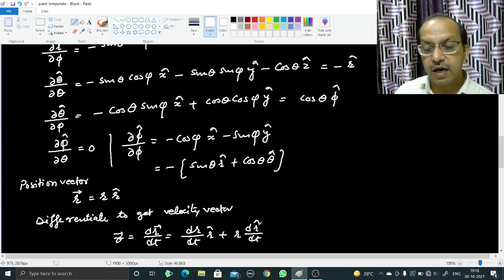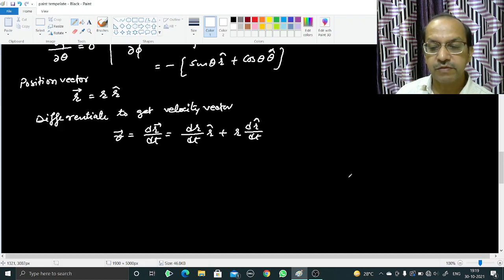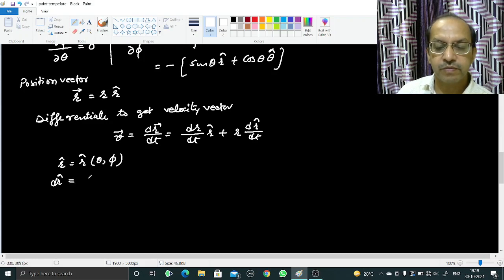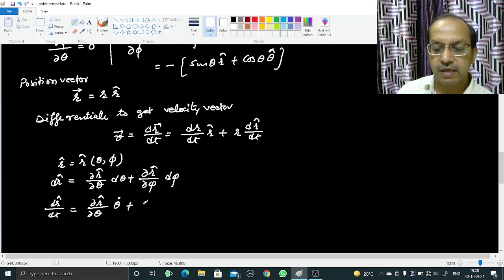Now, as we have seen that this r cap is not constant with time, that means dr cap by dt will give some finite value. What is it? To find the differentiation of r cap with respect to time, I will differentiate it like this. This r cap is a function of theta and phi. So dr cap will be equal to del r cap del theta d theta plus del r cap del phi d phi. So dr cap dt will be equal to del r cap del theta theta dot plus del r cap del phi phi dot.